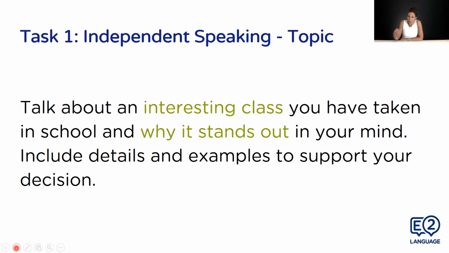You have to say why it stands out. Why was it so interesting for you? And you have to give details and examples to support and explain why it was interesting for you. So here are the 3 things that you have to make sure that you do within that 45 seconds. Introduce the class, explain why it was interesting, and then give some details and examples to support that.